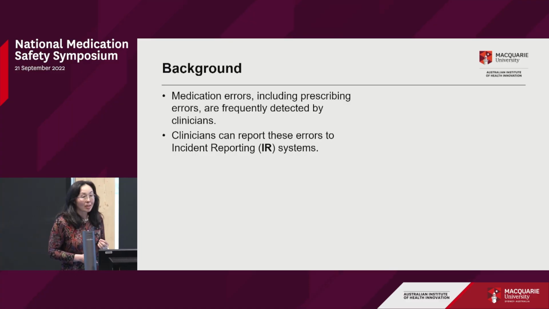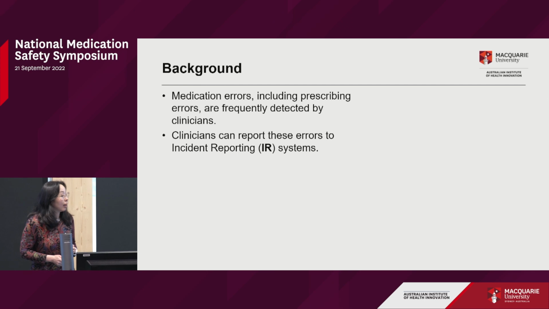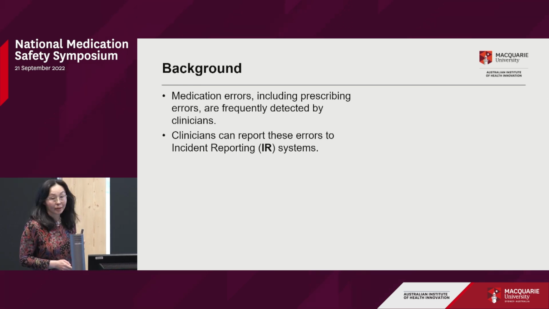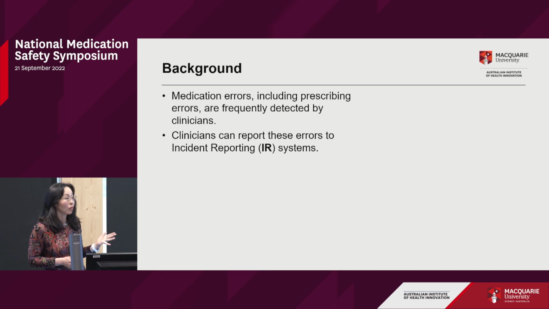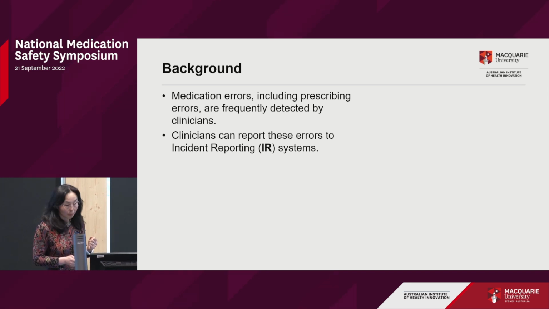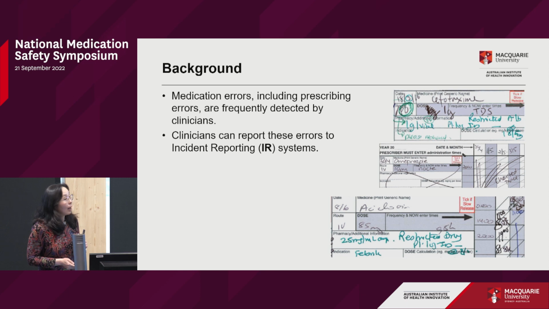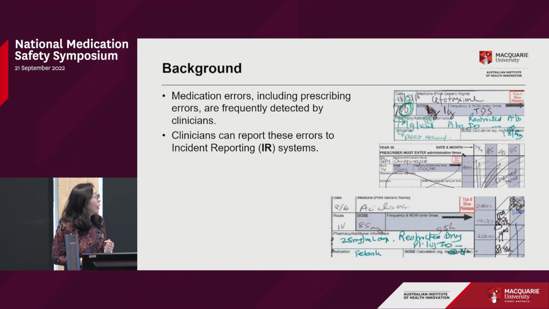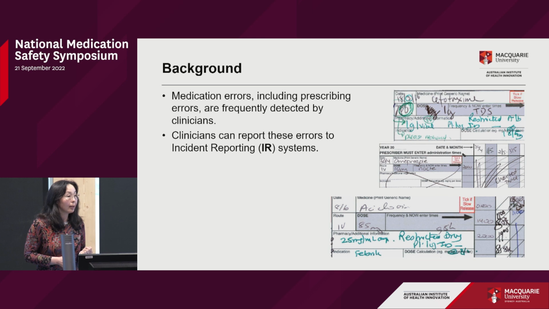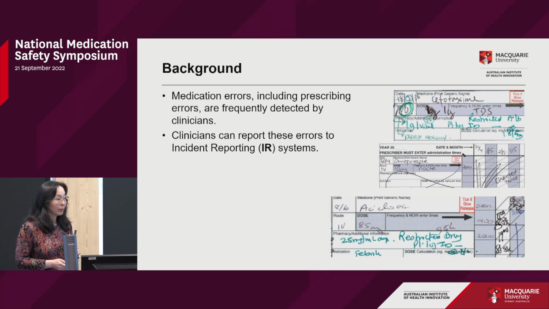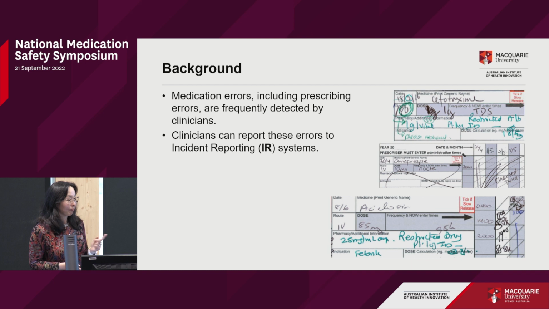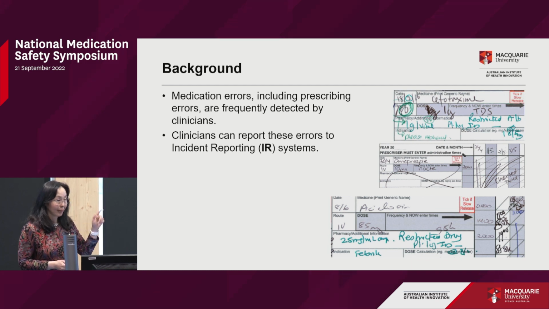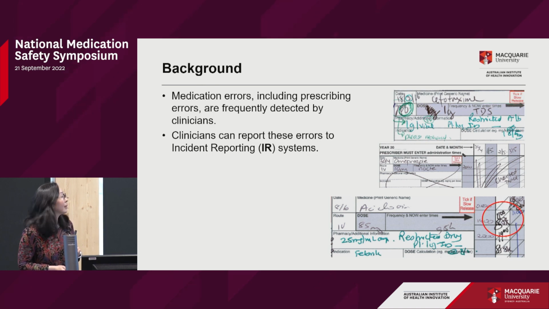So medication errors, including prescribing errors, are detected frequently by clinicians, and clinicians can report these errors to the incident reporting systems. Here are 3 examples of errors detected by clinicians in paper systems. The first one is by a pharmacist, in green ink. The second is crossed out by a doctor, you see that. And the third one was corrected by a nurse.